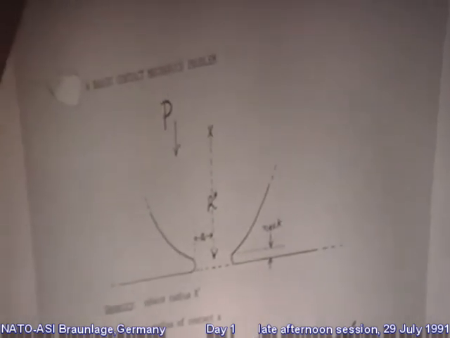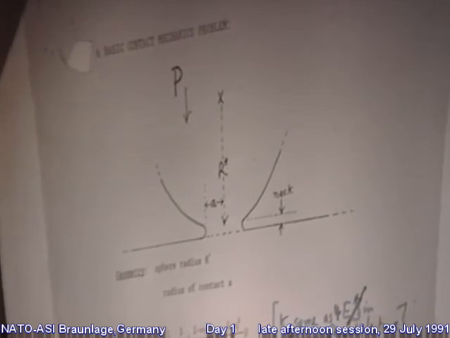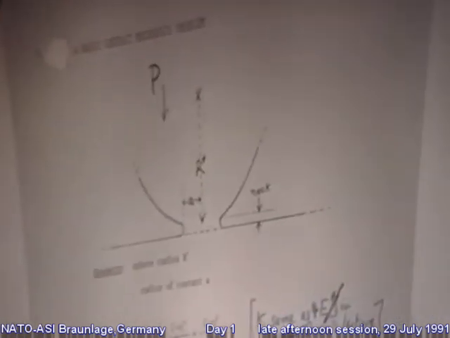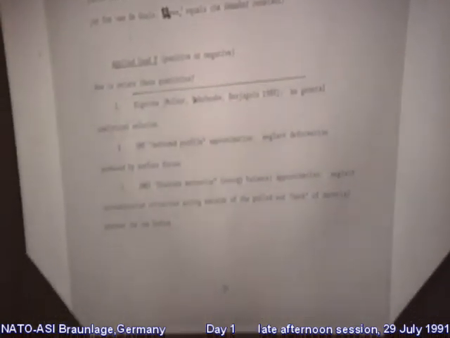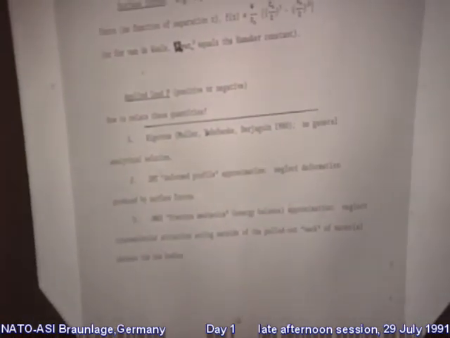You have the geometry, the effective radius, R star. I'm using the same notation as we used this morning. You have the elastic properties. The quantity K that I've got in that formula actually is the same as 4/3 of Professor Johnson's E star.